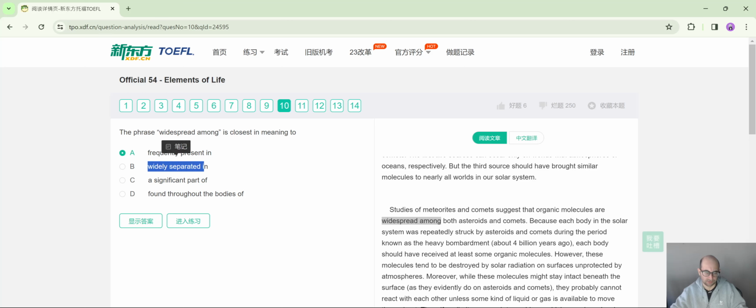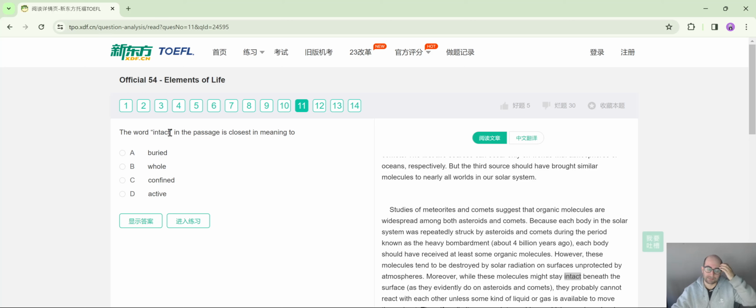Widely separate? No, that doesn't make sense. A significant part of? No. We want something about frequency here. Found throughout the bodies of. Okay. So, no. Throughout the bodies of? This is really specific, but no, it's widespread. It's just found all over. So it has to be A. A is the right answer. Frequently present in.